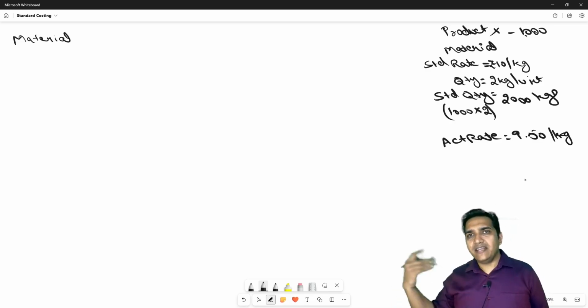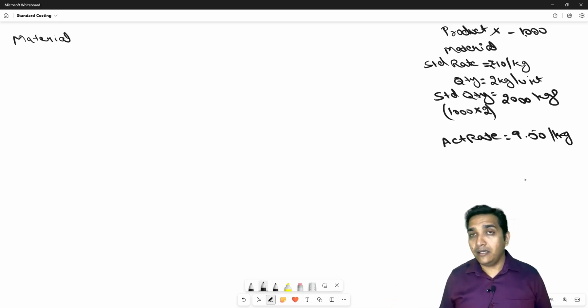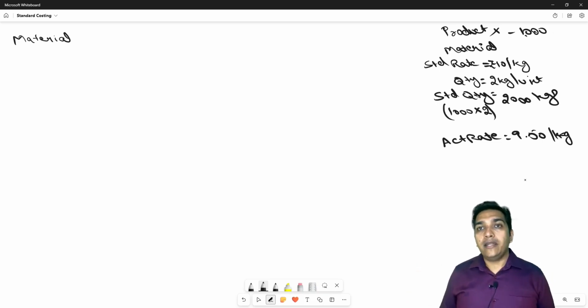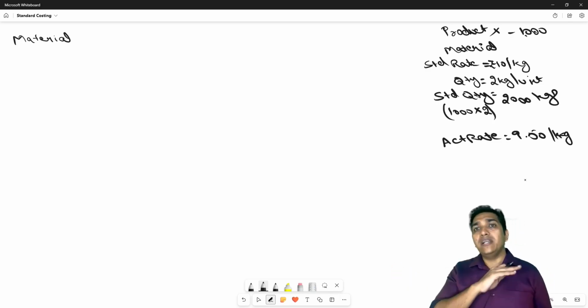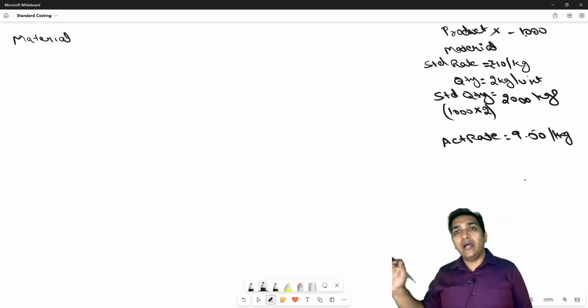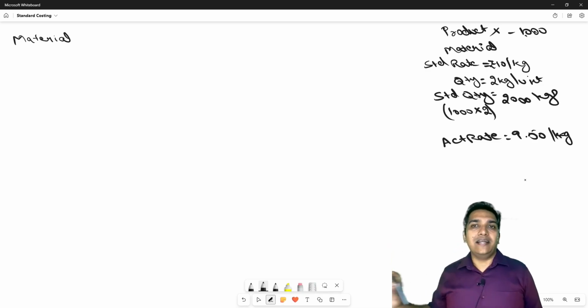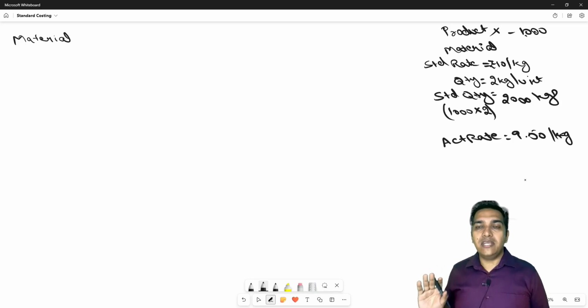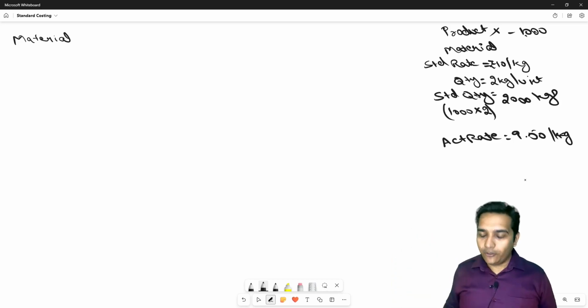Now there could be various reasons why I could have bought at a lower rate. It could have been a lower quality material, or it could have been the same quality, however the price might have dropped, or I could have got a discount on bulk purchase. It could be any factor. However, we don't have to worry about why the rate is less for standard costing. The only thing we have to see is whether it is less or more.